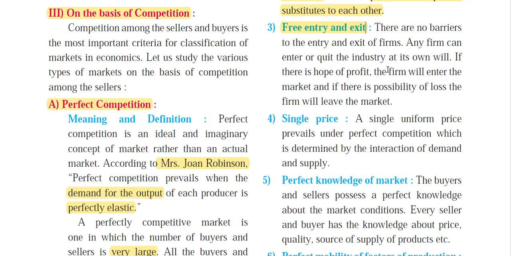But from the 12th standard point of view, we just have to know that entry and exit is very easy. Anyone who has the capacity or the capital to invest in the market to become a supplier can enter the market, and if he is not earning profits, he can even exit the market without any restrictions. So there are no barriers. If he gets the profit, well and good, he can stay in the market, and if there is a loss in his firm, then he can leave the market.